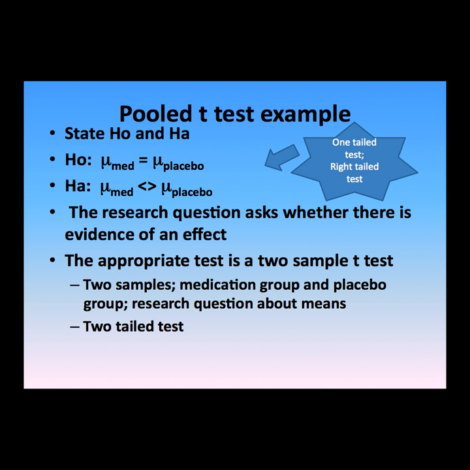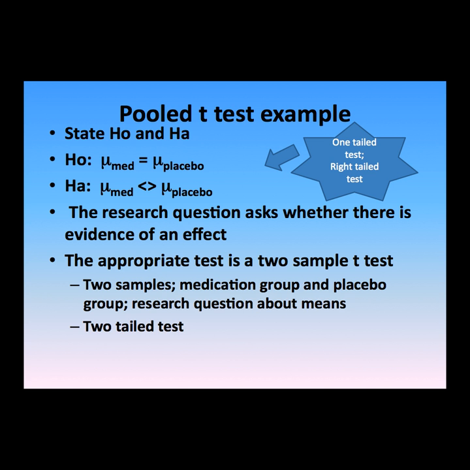We first state the null and alternative hypothesis. We were told to use a two-tailed test. So our null hypothesis is that the mean for the medication group equals the mean for the placebo group. Our alternative hypothesis is that the medication group mean is different from the placebo group mean, a not equal sign in the alternative. The research question asks whether there is evidence of an effect.